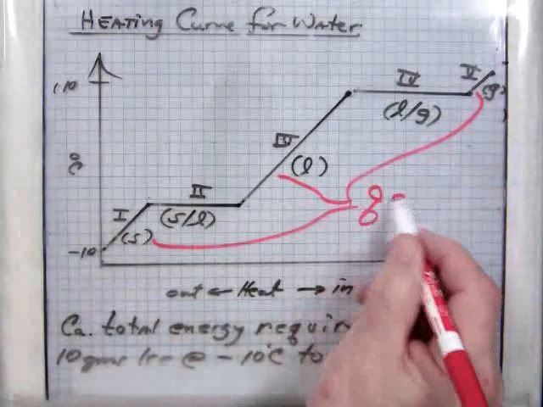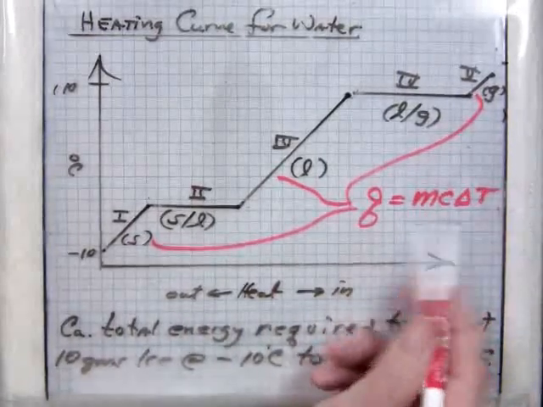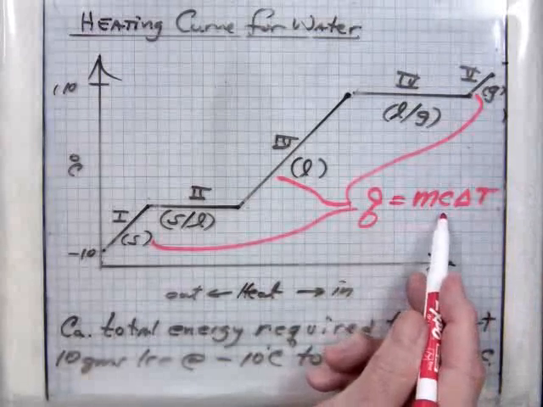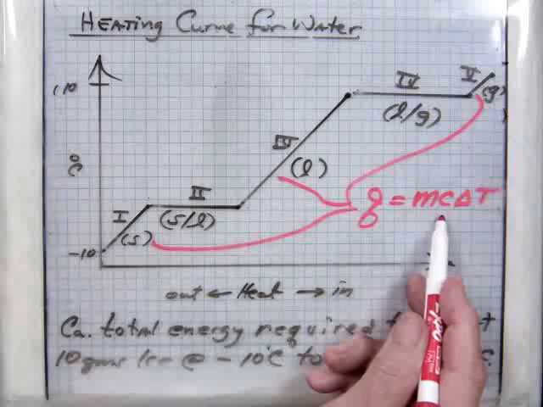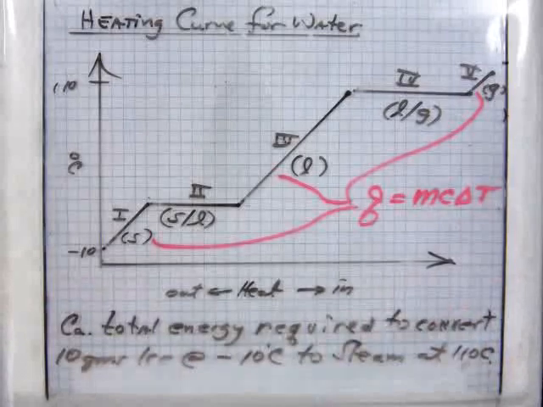Q equals MC delta T. And I worked one a minute ago with it. M is mass in grams, C is specific heat. You can have it in calories per gram degree Celsius or kilojoules per gram degree Celsius. And temperature is in degrees Celsius. You don't have to convert to Kelvin in this type of problem.